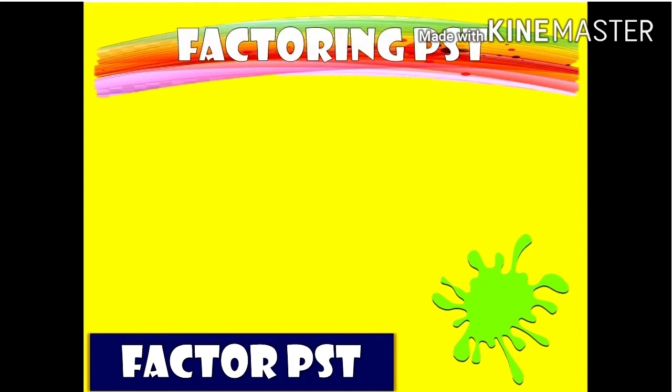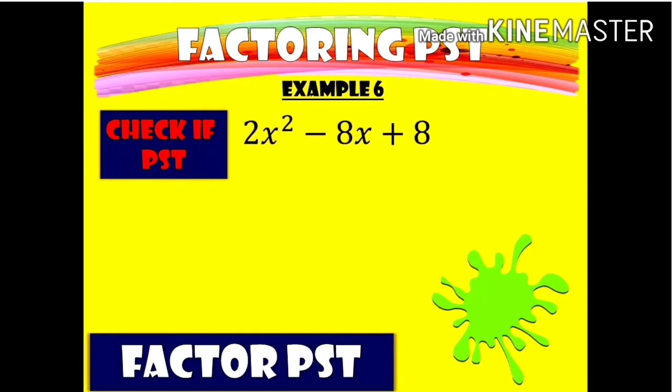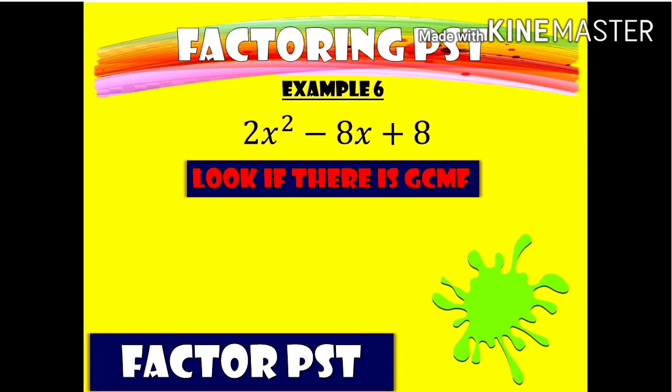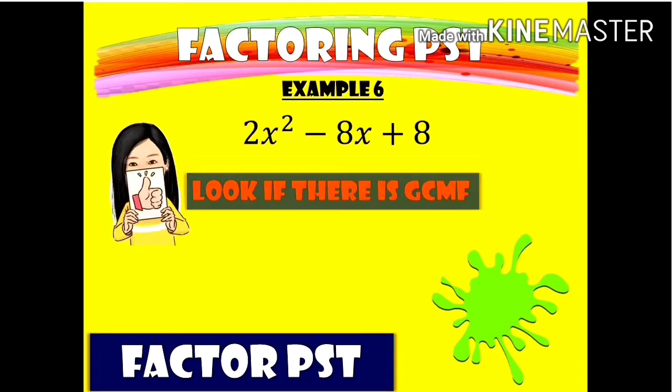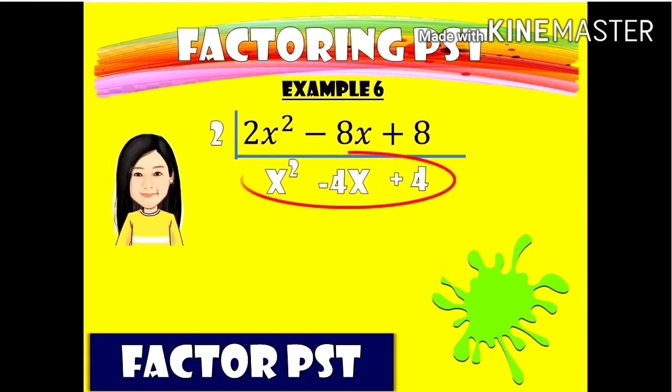How about this example? What is the factor of 2x squared minus 8x plus 8? So, una, ginagawa natin, i-check natin kung perfect square trinomial ba siya. And if we take a look at the first term and last term, it is not a perfect square. So, the second step is to look for its GCMF. So, let's find the GCMF of this given trinomial. 2, 8, and 8, the GCF is 2. So, divide lang natin to get the remaining factor, and that is x squared minus 4x plus 4.